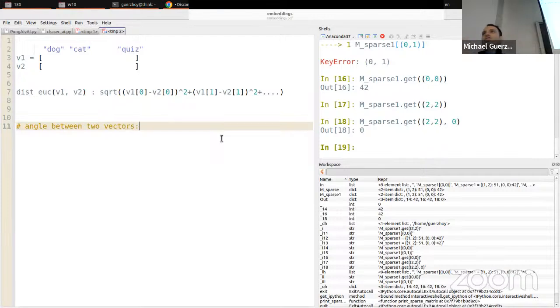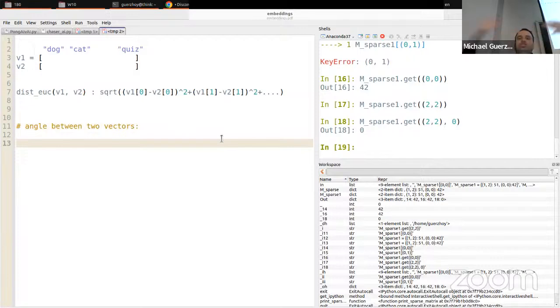Well, there's actually a formula. So if we're talking just about two-dimensional vectors, and in fact, even if it's not two-dimensional, the cosine, I'm not going to prove it, but it's true. It's going to be V1 dot V2 divided by the square root of norm V1, norm V2.